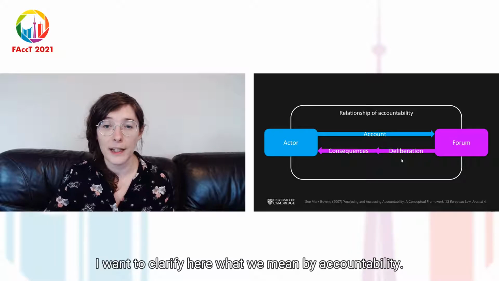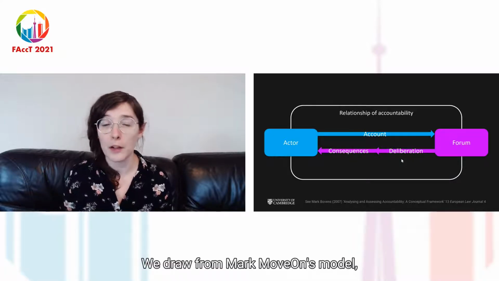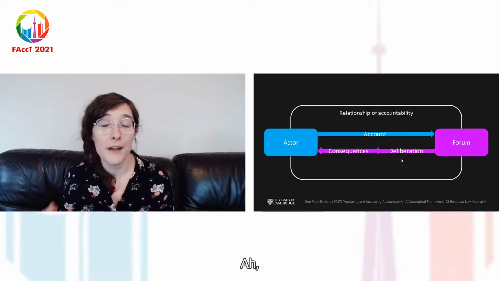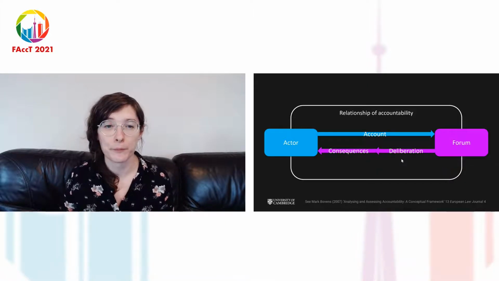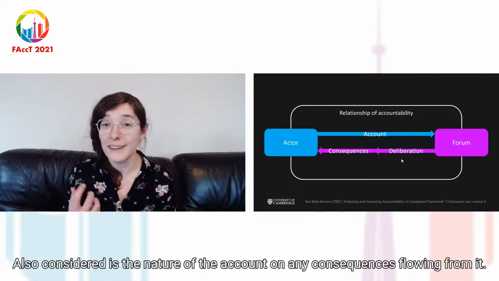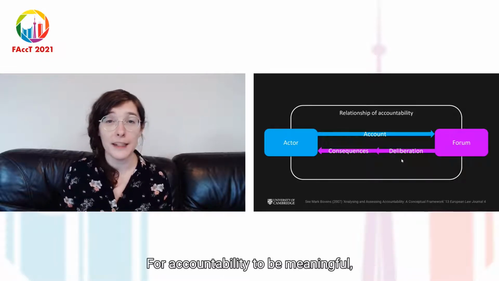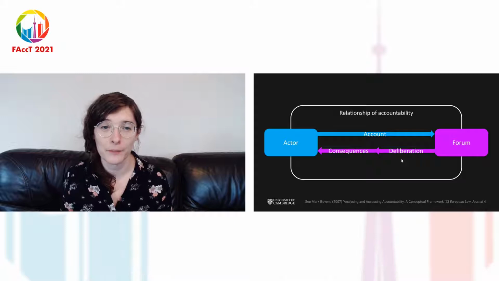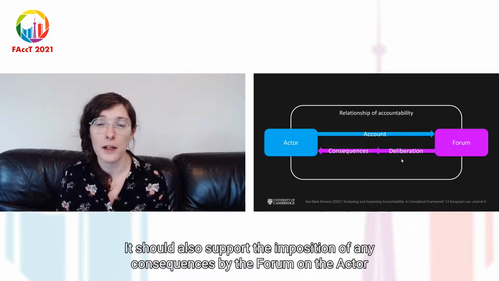First, I want to clarify here what we mean by accountability. We draw from Mark Bovens's model, whereby accountability involves an actor from whom an account is owed, a forum to whom it is given, and a relationship of accountability between them. Also considered is the nature of the account and any consequences flowing from it. For accountability to be meaningful, information given by the actor should support effective deliberation and discussion by the forum. It should also support the imposition of any consequences by the forum on the actor.